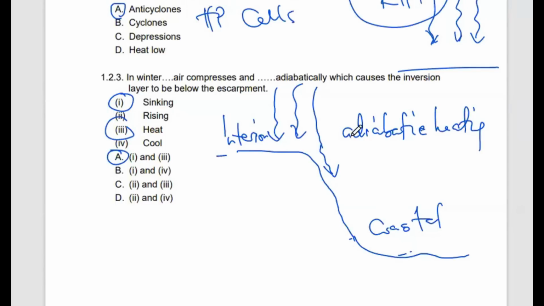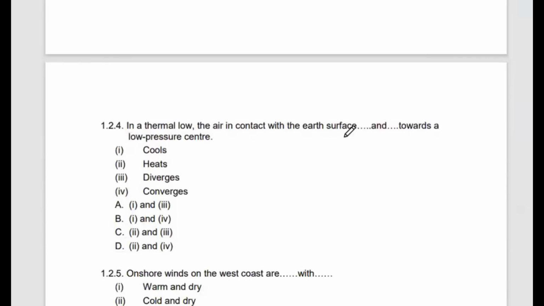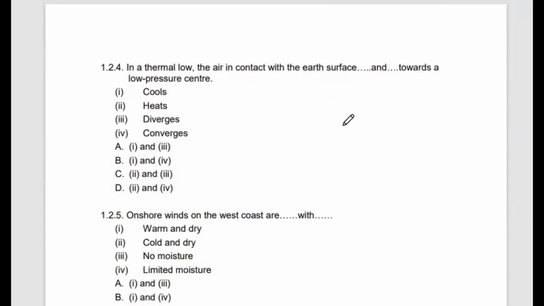Right, moving on to the next question, number 1.2.4. In a thermal low, the air in contact with the surface dash and dash towards a low pressure center. We want to analyze that response and see how the correct responses can match. In a thermal low, which is typically a summer condition over the interior, when we have intense heating during summer season, we tend to have a low pressure developing over the interior because of the intense heating or insolation that happens during summer conditions.